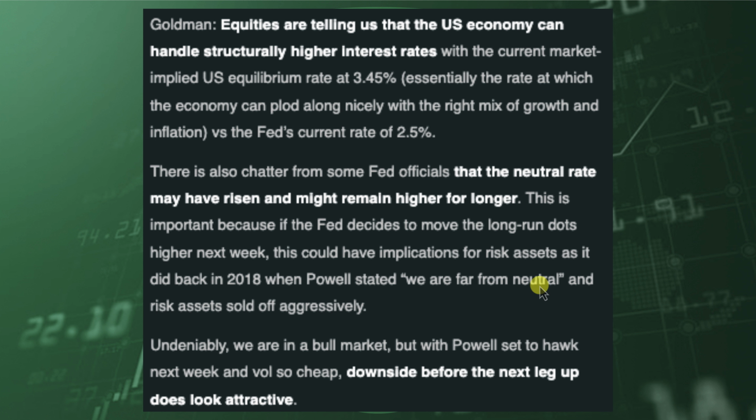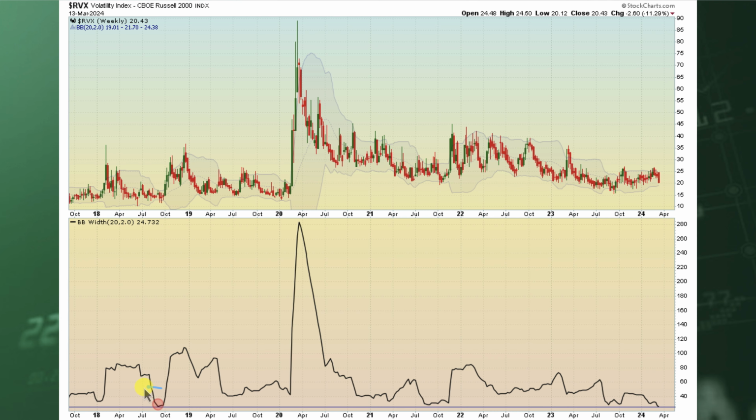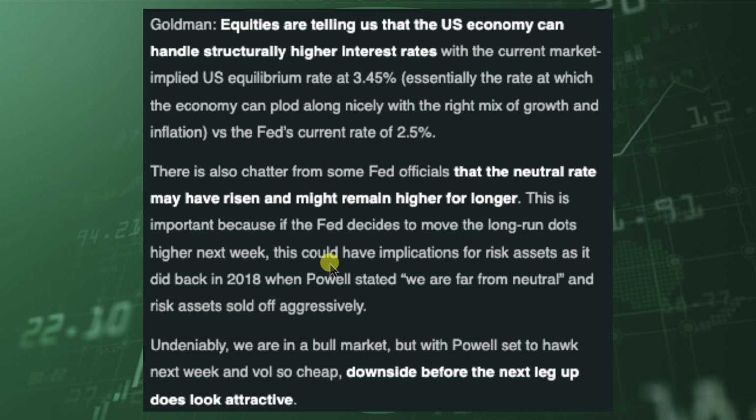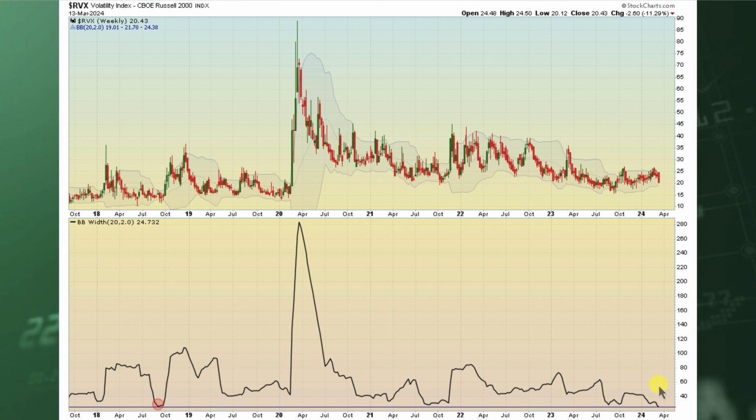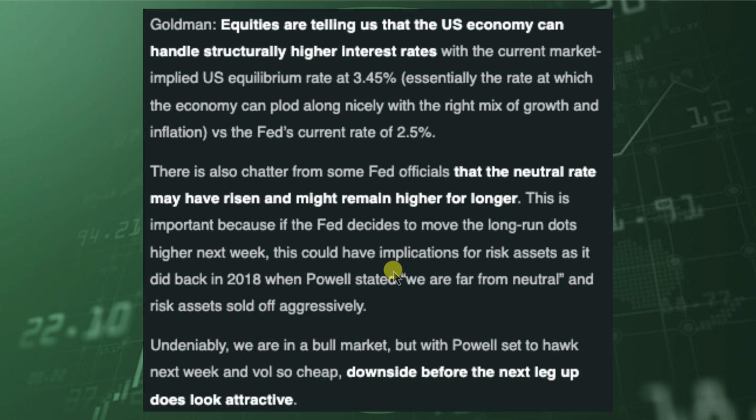So I do find it interesting that implied volatility is coming off. We haven't seen Russell volatility like this since 2018. And we're starting now to talk about this stuff, which is more of a narrative than anything. But what happened in 2018 was a very similar situation as far as volatility bands contracting, or Bollinger Bands contracting. And now if Powell comes in pretty hawkish, well, this could potentially mean something.